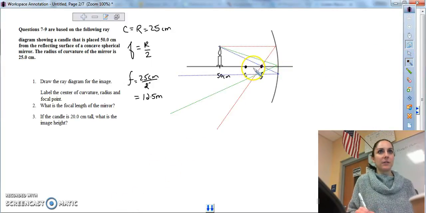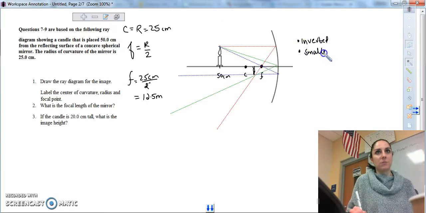So the answer is the candle will be smaller, like that. Sorry, it's a bad candle. So what do we have? We have that it's inverted because it's upside down. We see that it's smaller, so it's height-wise smaller than the original, and since it's in front of the mirror, this is real. So those are the three characteristics there: inverted, smaller, and real. Looks good.